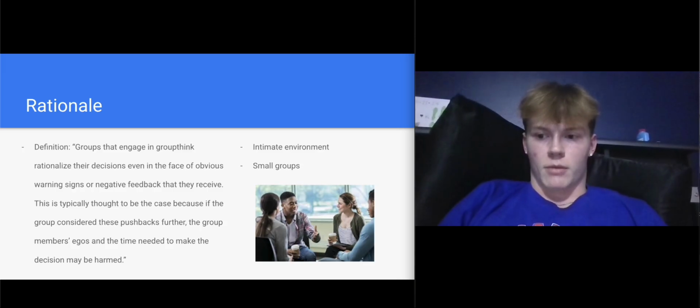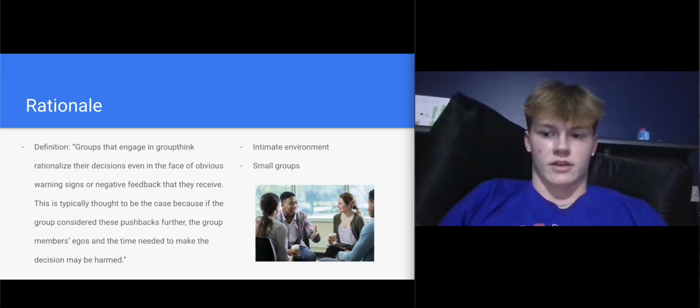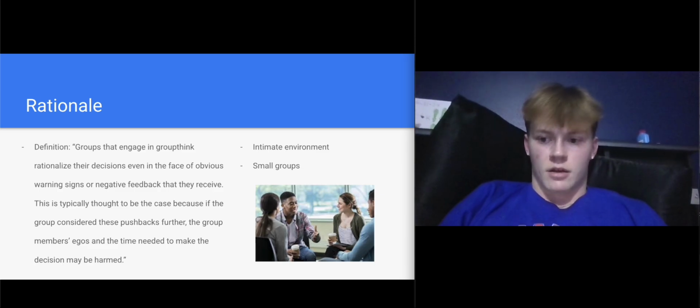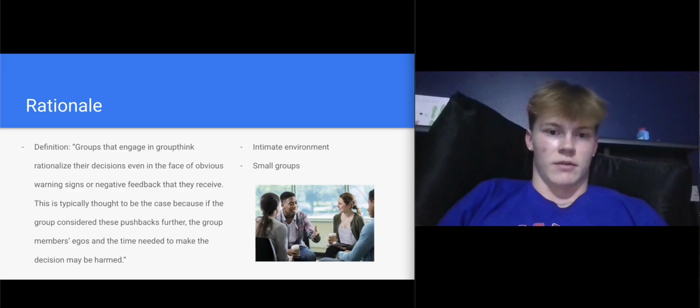When a member or members suggest something that might be negative for the group, the group rationalizes the choice instead of speaking out loud about how it could be bad. This can cause the group to fall in a rabbit hole of bad choices, even when there is obvious warning signs.